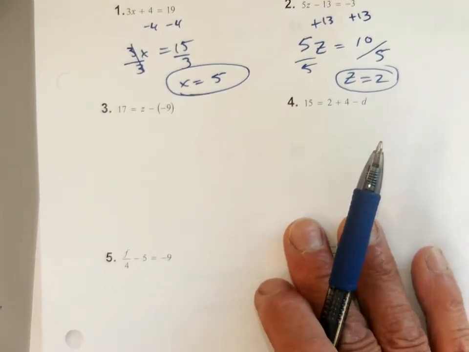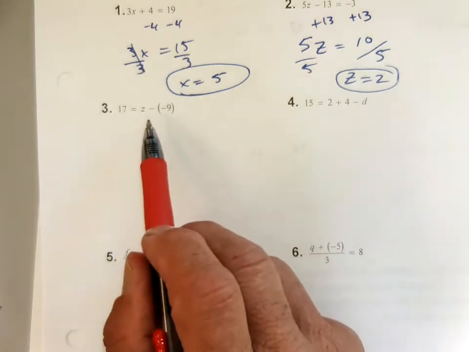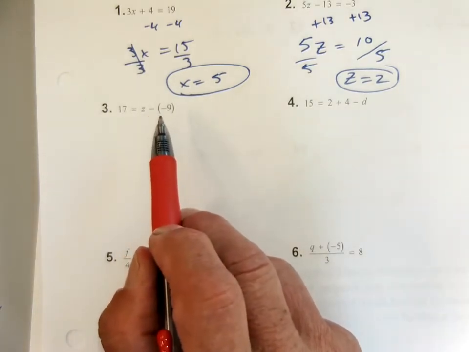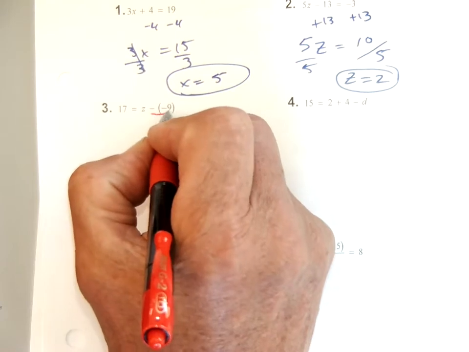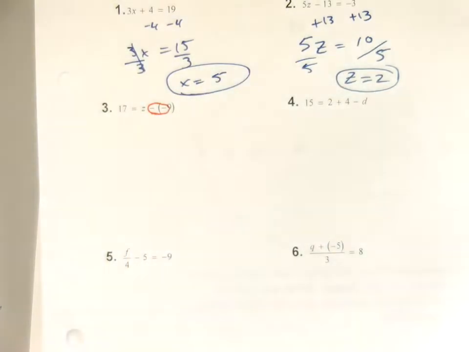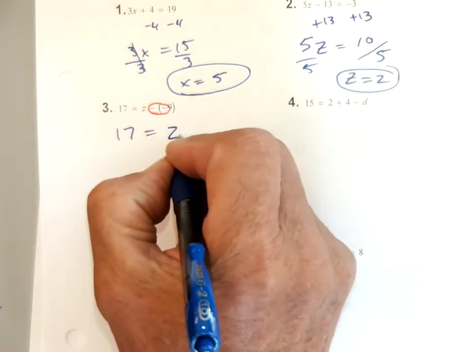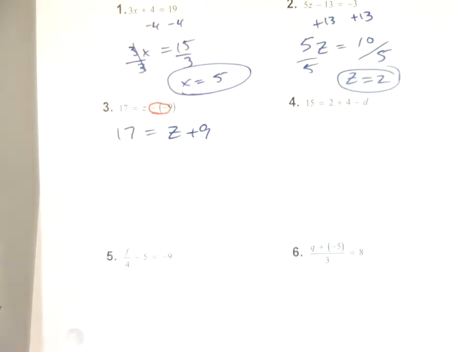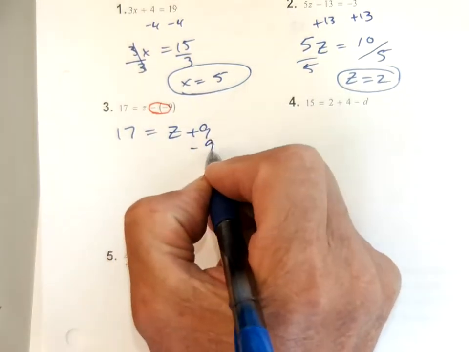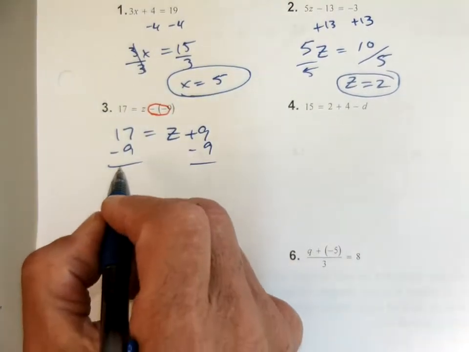Now 3, as a high school teacher, it drives me crazy that we even have to do this. Nobody writes double negatives. Nobody does this, but if I see a double negative like this, that just becomes a positive, okay? Negative makes positive. Does that make sense? So the first thing I'm going to do is just change this to 17 equals z plus 9, okay? And then I'll just solve it. Minus 9, and I get 8.